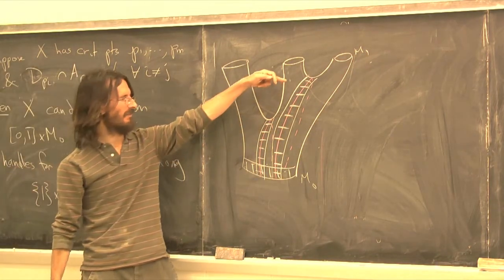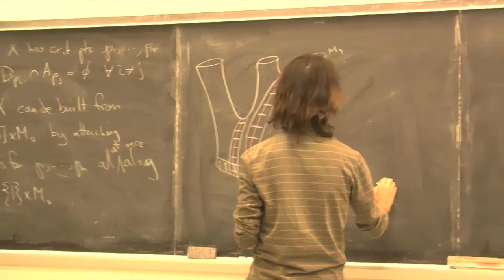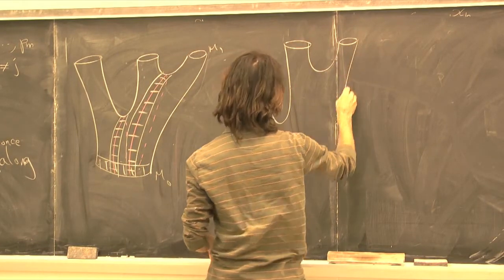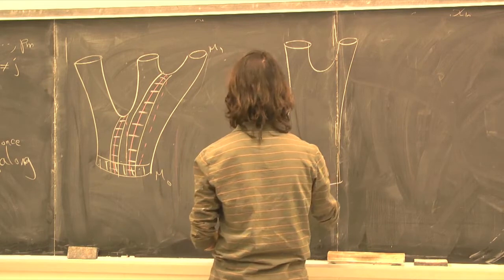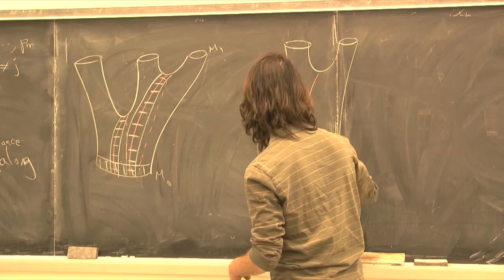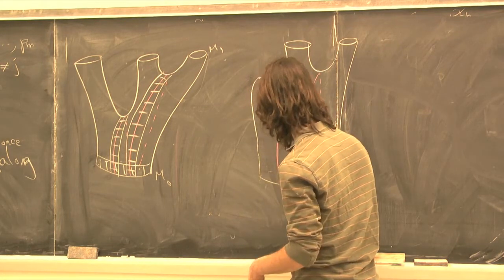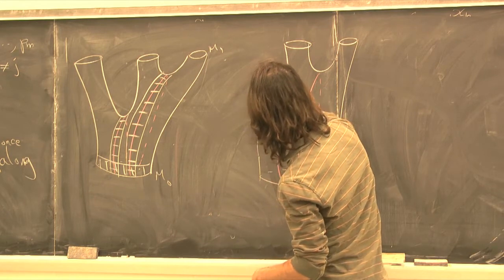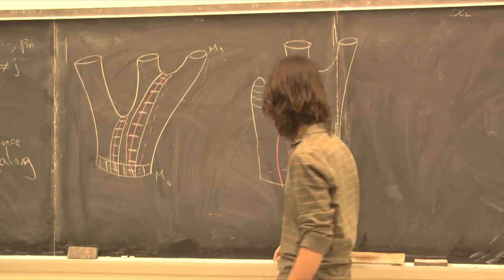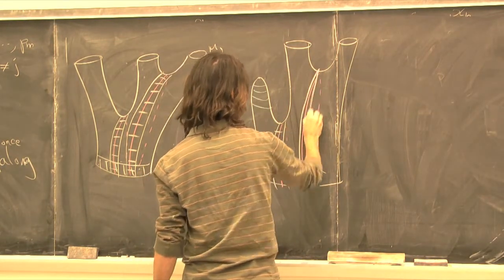But if instead you had this picture, for example, then sure you can attach these handles at the same time. But this handle now, it cannot be attached. You can't attach it before you attach this handle as it goes over. And that's the intuition, and I won't belabor the technicalities. I think the idea is pretty clear.